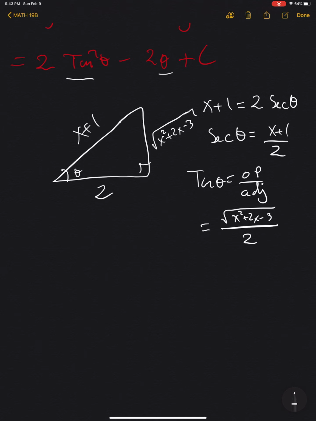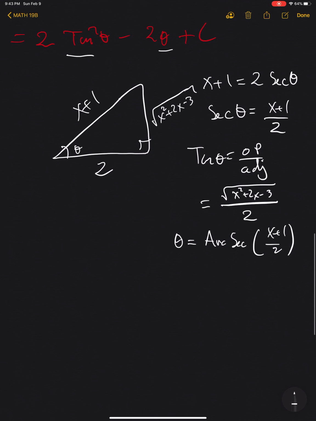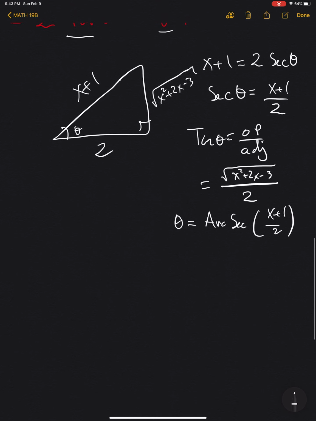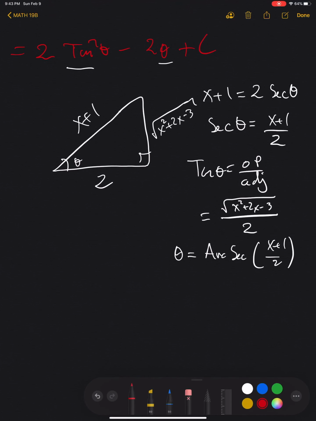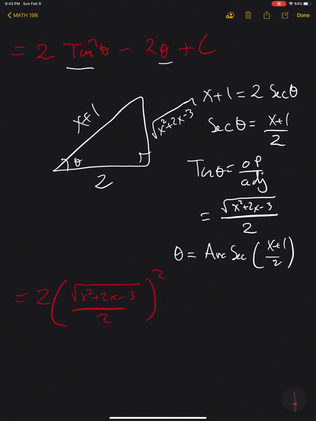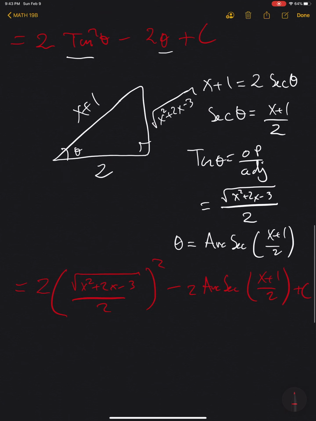And then finally, from the original expression that we had up here, we can find the value of theta in terms of x, because theta would end up being the arc secant of x plus 1 divided by 2. We just do the inverse trig function with that. So if we put everything together, that means that the answer can be written as 2 times tangent squared. So that will give me the square root of x squared plus 2x minus 3 divided by 2, everything squared, minus 2 times theta, which is the arc secant of x plus 1 divided by 2, plus a constant.